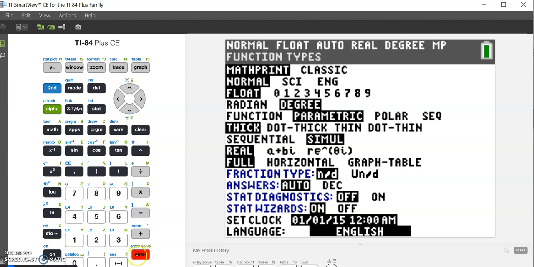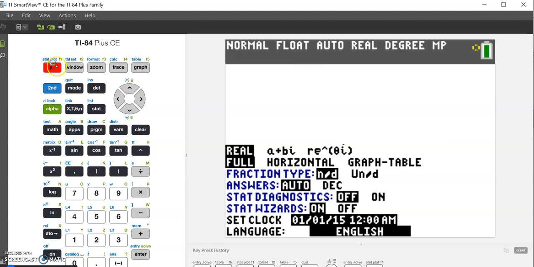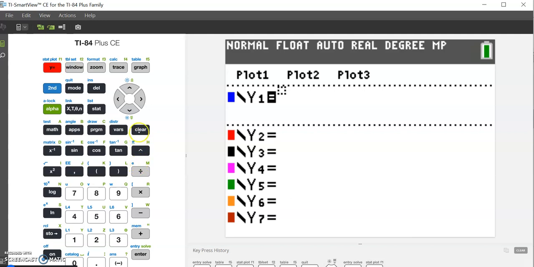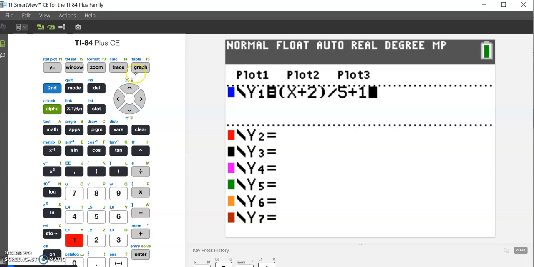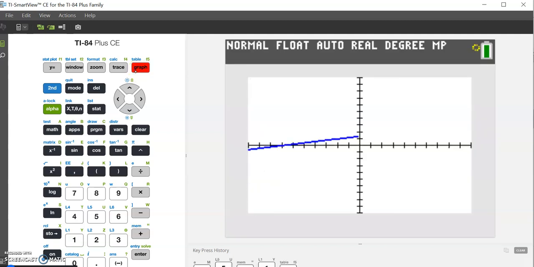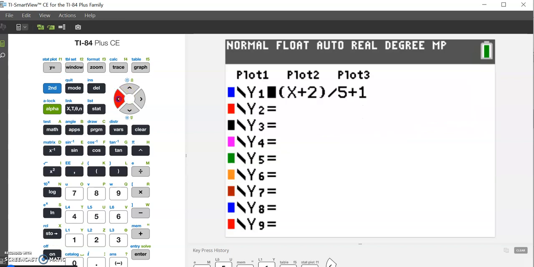we graph this. So that was (x plus 2) over 5, and then plus 1. And we graph that. Oh, knew I forgot something. We have to insert that squared command.